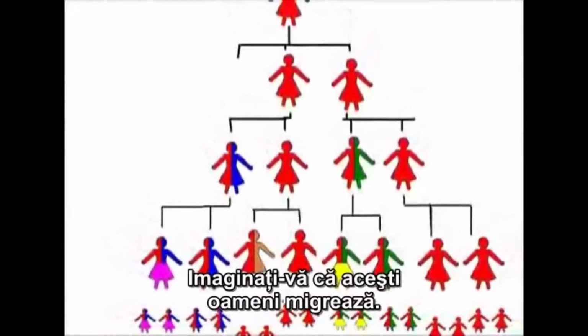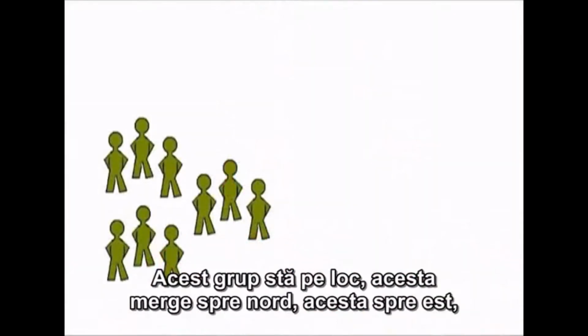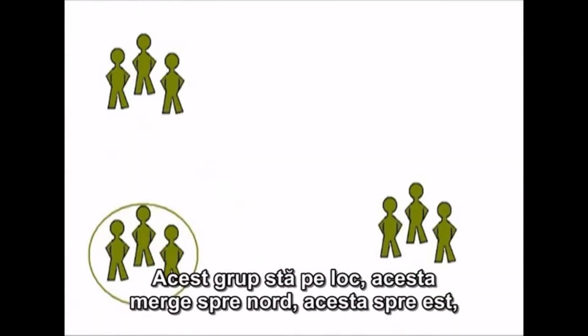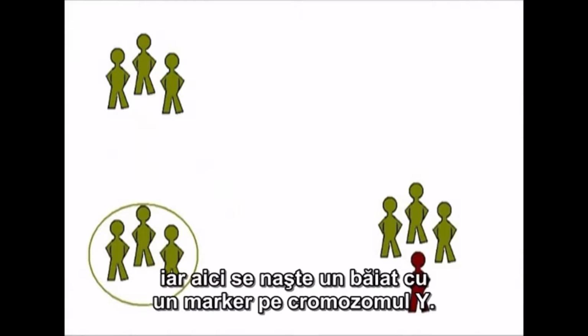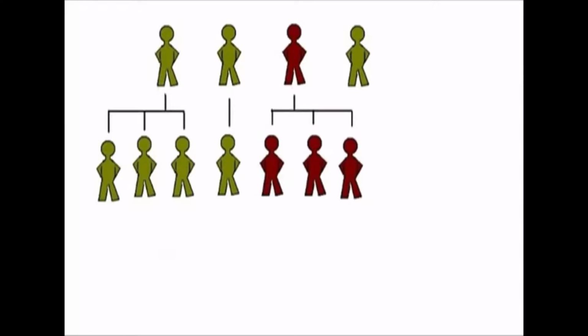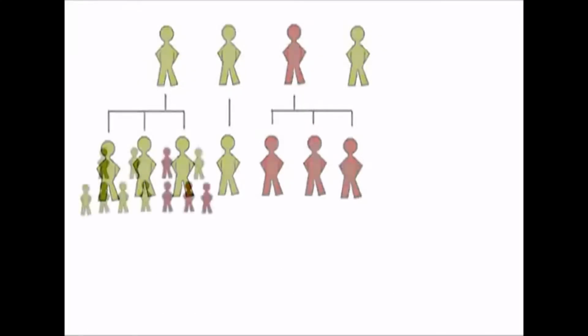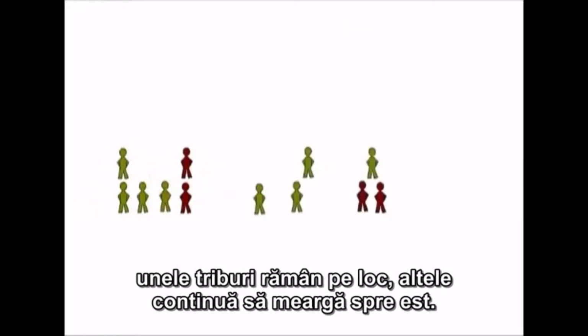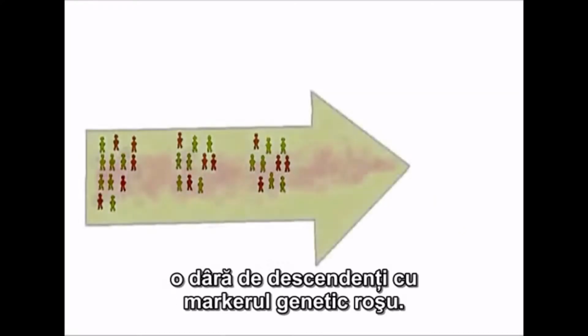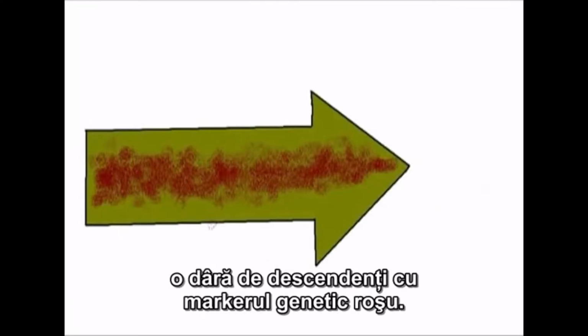Now imagine if all these people were migrating. This group stays put, this group moves north, and in this group, headed east, a baby boy is born with a unique marker on his Y chromosome. The baby grows up and has male children who also carry the same marker. As the group continues its migration, some tribes settle and others keep moving eastwards. Like a leaky boat, the movement leaves in its wake a trail of descendants with the red genetic marker.